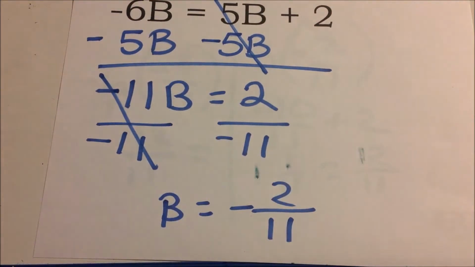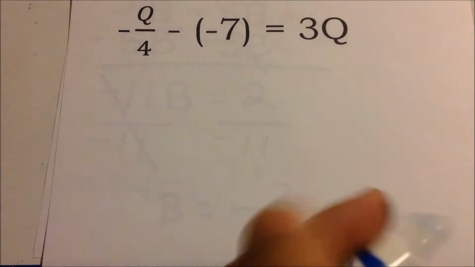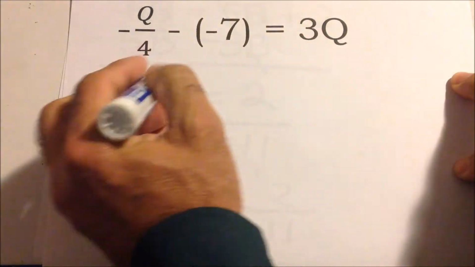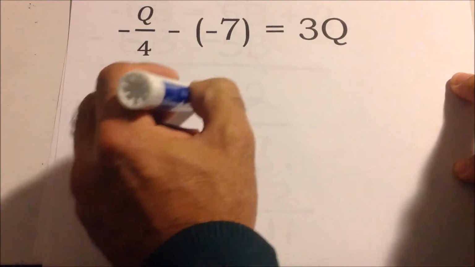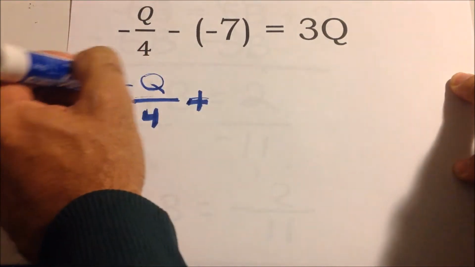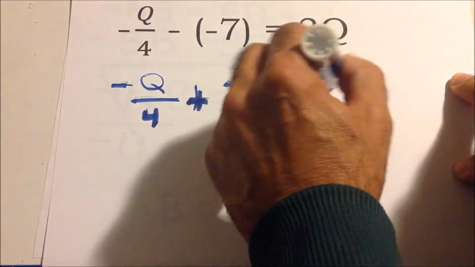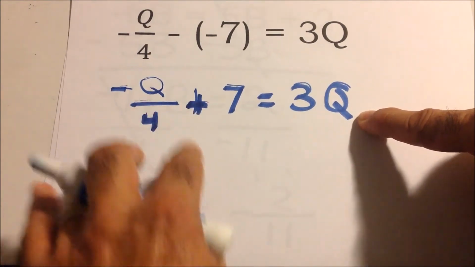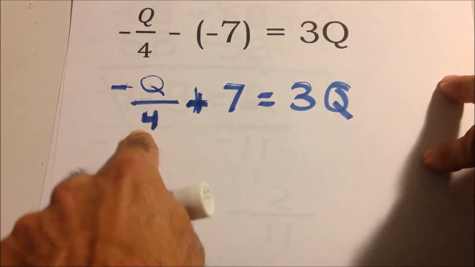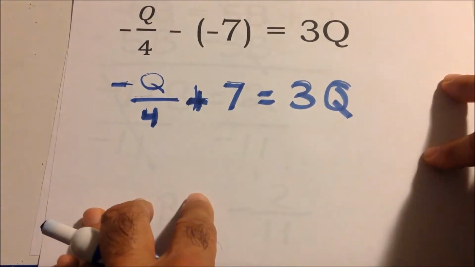What if we saw something like this? Okay, the first thing you want to do is make sure you clean up the subtraction. Remember, subtraction always becomes addition with keep, change, change. So keep the negative q over 4 plus, we're going to change it to 7 equals 3q. So we have q's on both sides here. We want to get rid of this one first, because if we get rid of this one, we'll get a 0. Remember, we don't want a 0 in an equation.